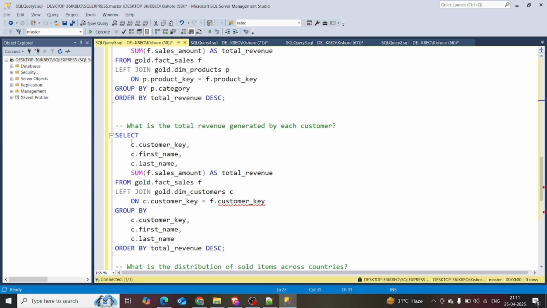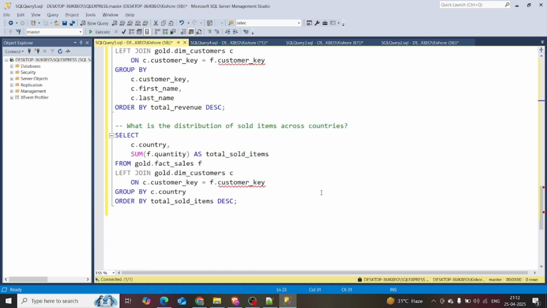We are selecting the customer key and the first name and last name of the customer. We are summing the sales amount as total revenue from the gold facts table, and we are left joining the customers table C, keeping the alias C, and joining on the primary key C.customer_key equal to F.customer_key. We are grouping by three columns: customer key, first name, and C.last_name, and ordering the total revenue in descending order.